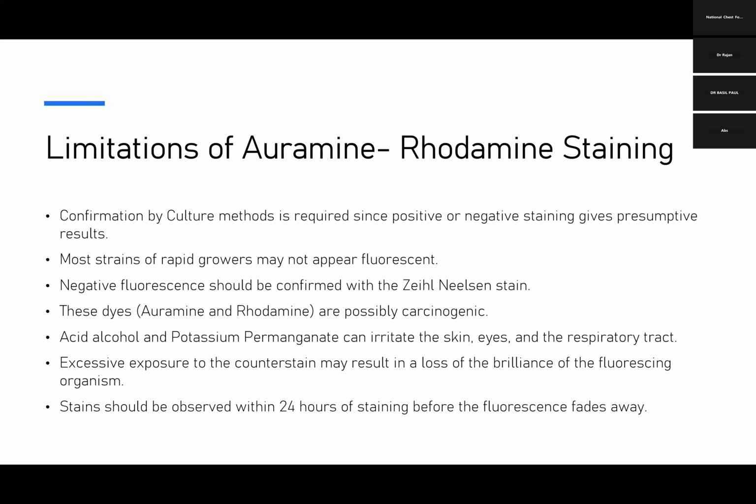You have to have a confirmative culture method for this staining, and some of the stains may not appear fluorescent. And if it is negative, then you have to confirm it with the ZN stain method or another method to confirm that it is negative. Then these dyes are possibly carcinogenic, and the contents used are sometimes irritant to the skin, the eyes, and the respiratory tract.